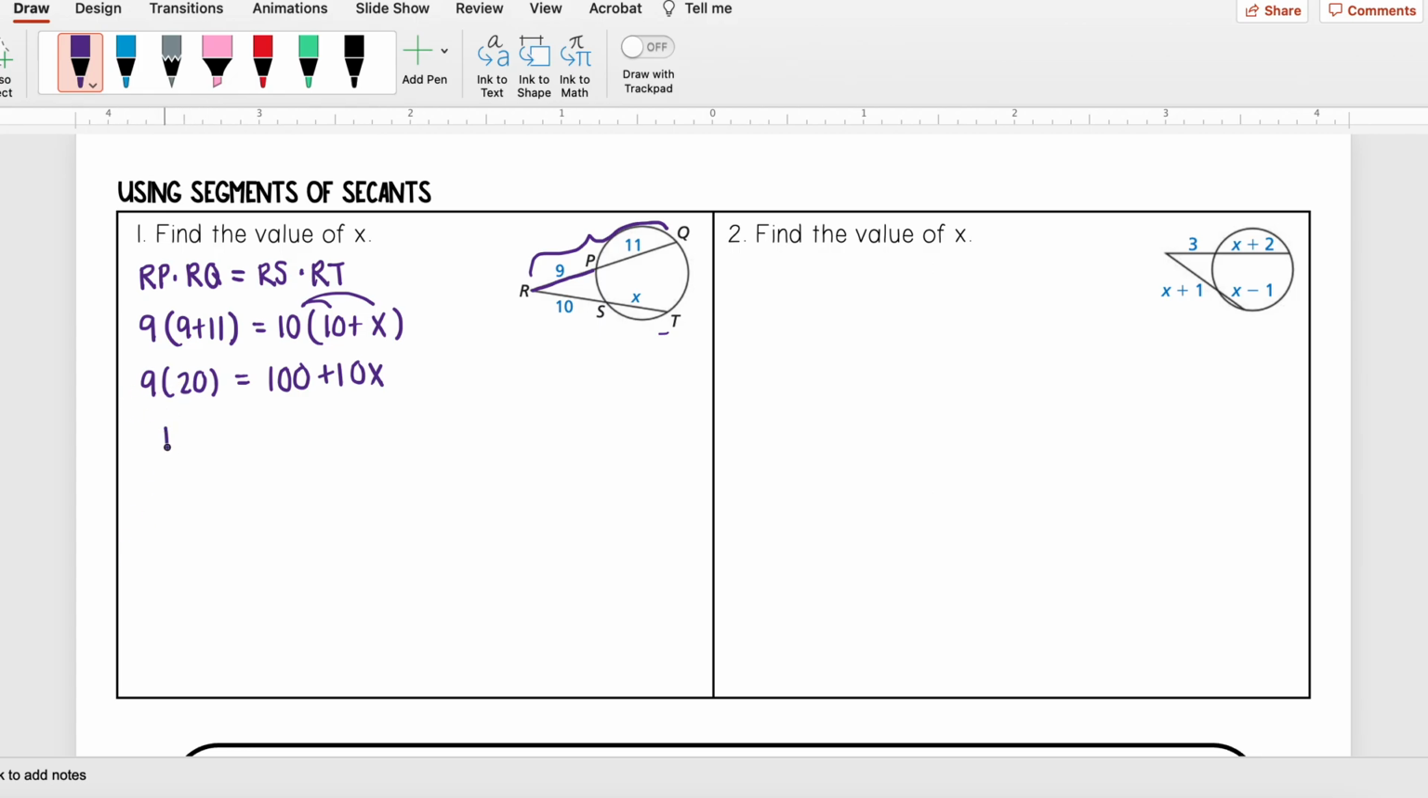9 times 20, I get 180. Subtract 100 from both sides. And I get 80 is equal to 10x. And then divide both sides by 10, and I get that 8 is equal to x.